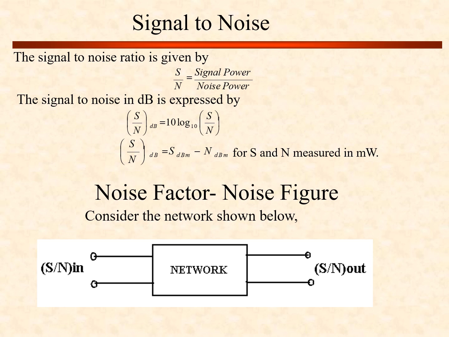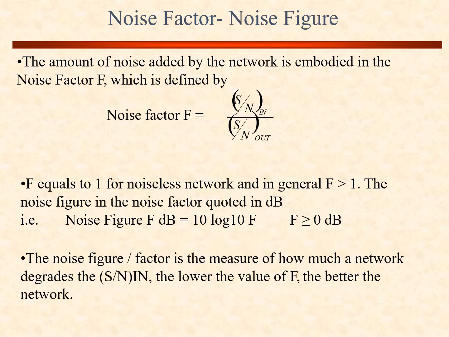Look at the diagram. This is the signal to noise ratio at the input. This value is given to a network, and we find out the signal to noise ratio at the output, from input to output. The signal to noise ratio at the input divided by the signal to noise ratio at the output is called the noise factor. It is capital F. So capital F equals signal to noise ratio at the input divided by signal to noise ratio at the output.